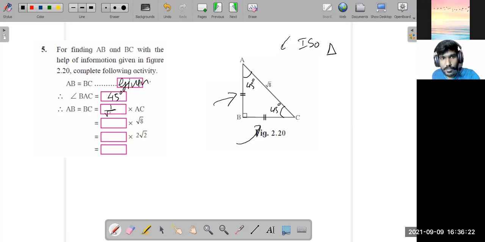The side opposite to 45 degrees is 1 upon root 2 times the hypotenuse. So again here also you write the same thing, 1 upon root 2. Now here also you write the same thing, 1 upon root 2. Root 8 is written as 2 root 2. Now this root 2 and root 2 get cancelled and you are left with just 2.